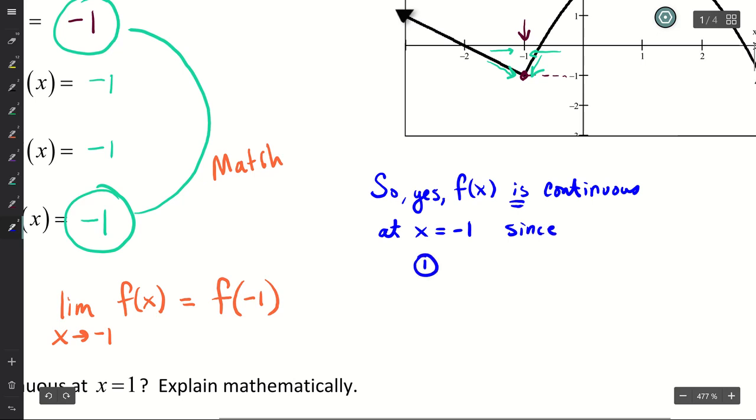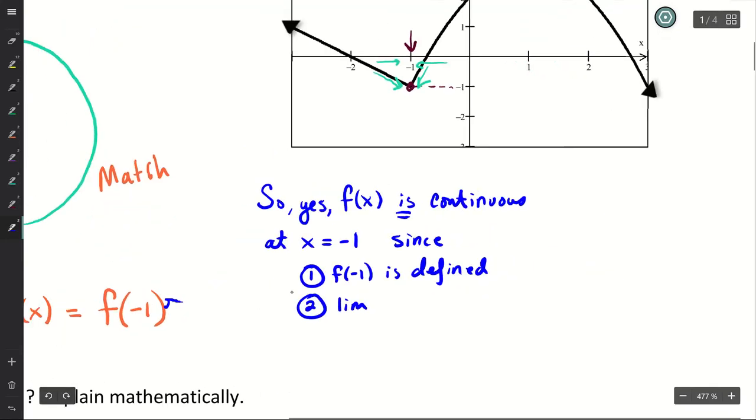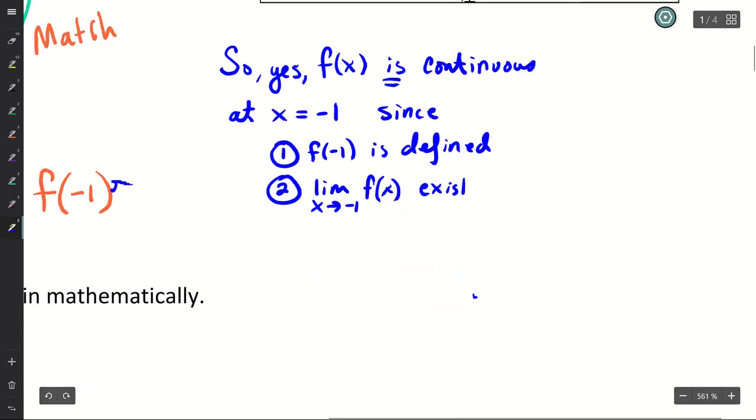Number 1, f of -1 is defined. Number 2, the limit as x approaches -1 of f of x exists. Uh-oh, this thing keeps jumping around on me.